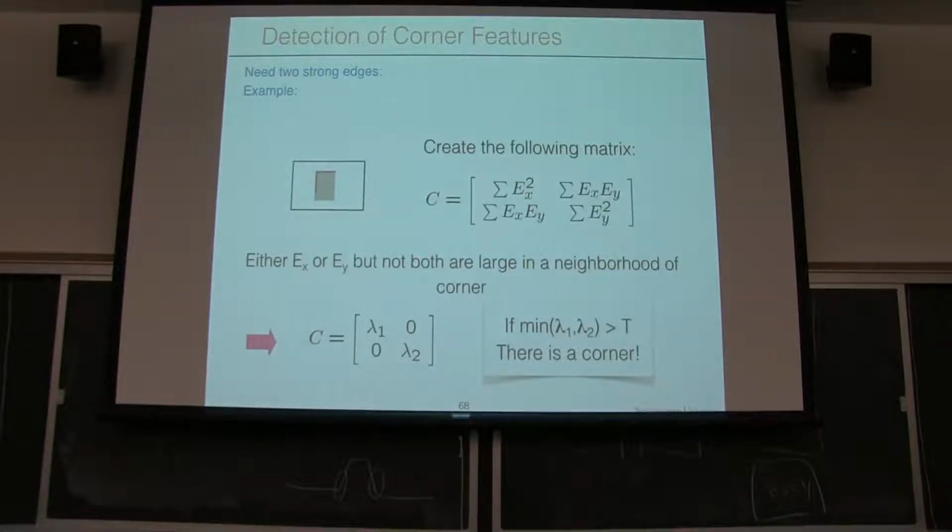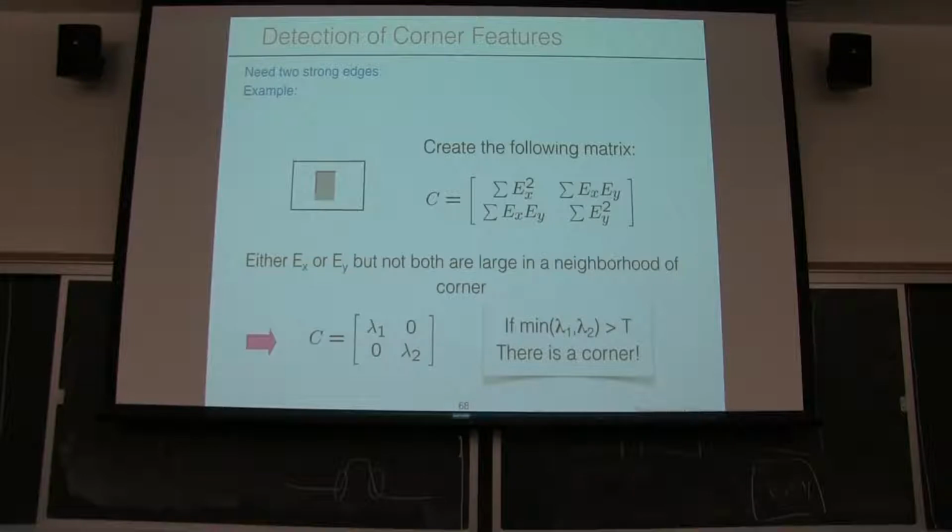It seems like a nice algorithm, right? Compute this matrix. It takes some effort, but I know how to do it. I compute the gradients. I square, multiply, sum, build a 2 by 2 matrix, and then I inspect the diagonal, right? And if the smallest element in the diagonal is actually large enough, then it's not an edge, it's a corner.